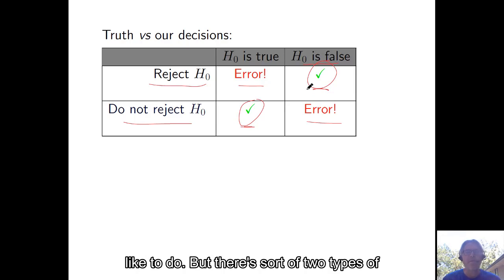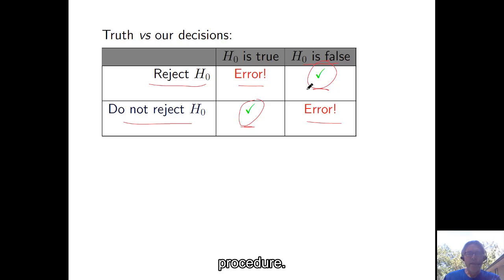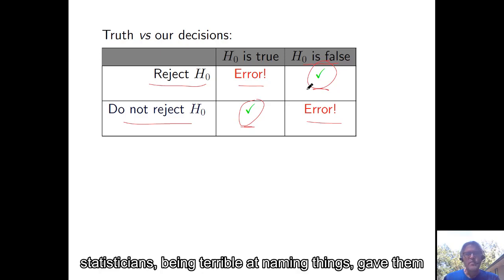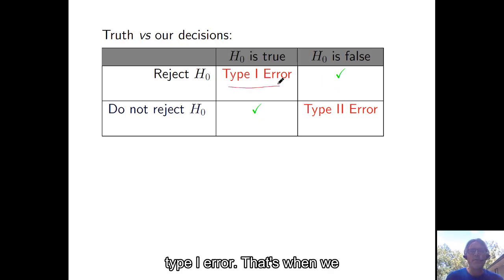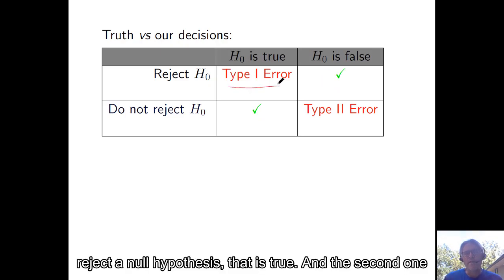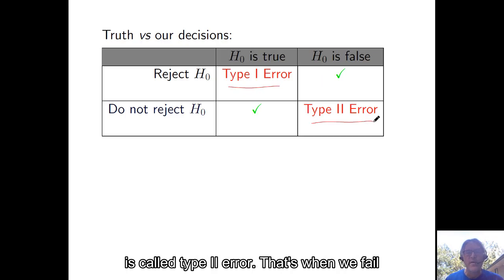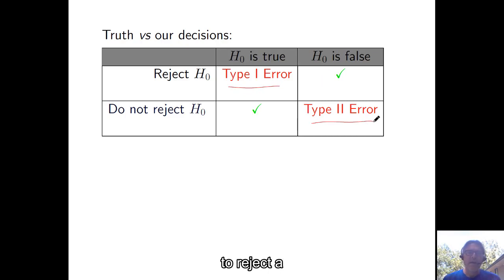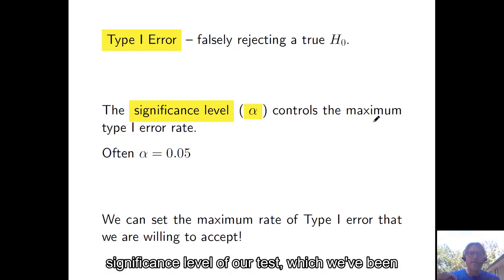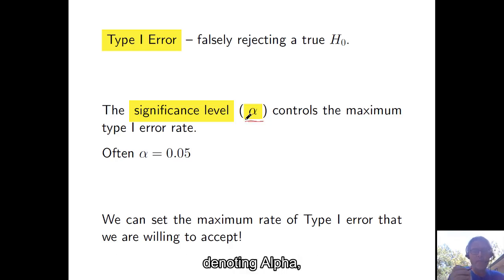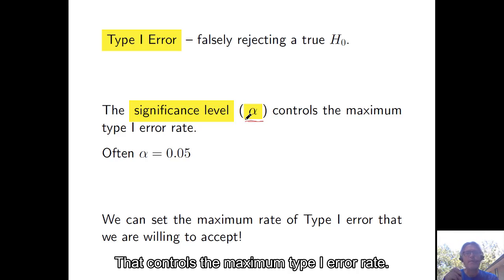But there are two types of errors that we can make in this inference procedure. And statisticians, being terrible at naming things, gave them very boring names. The first one is called type 1 error. That's when we reject a null hypothesis that is true. And the second one is called type 2 error. That's when we fail to reject a null hypothesis that's false. So type 1 error is falsely rejecting a true null hypothesis. The significance level of our test, which we've been denoting alpha, controls the maximum type 1 error rate.